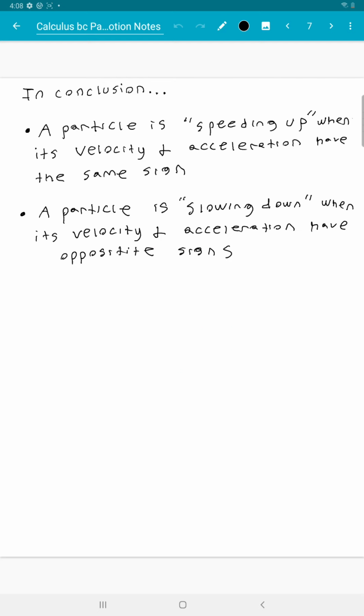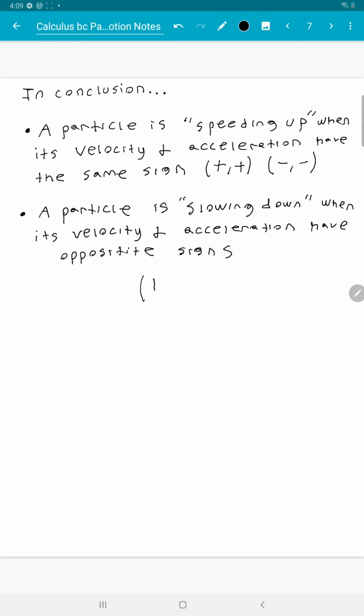So the conclusion that we can come to here, and this is a very important concept that you really need to know for these FRQs: a particle is speeding up when its velocity and acceleration have the same sign. So if they're both positive, that means that it's speeding up, or if they're both negative, that means that it's speeding up. And a particle is slowing down when its velocity and acceleration have opposite signs.